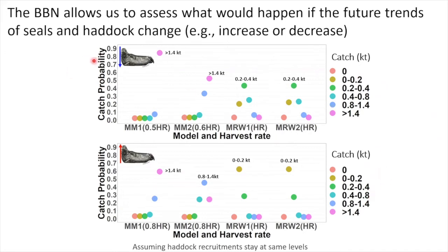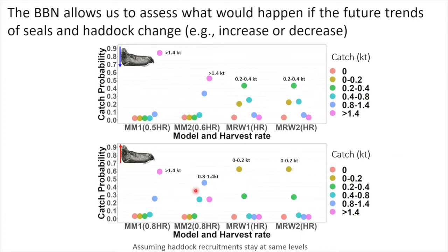Under the scenario seals decrease, we can observe a high probability, around 0.9, of obtaining larger catches, larger than 1.4 kilotons, but only if model MM1 or MM2 are the correct models. The catch levels obtained if MRW1 or MRW2 are the correct model are still very low, even if seals decrease.